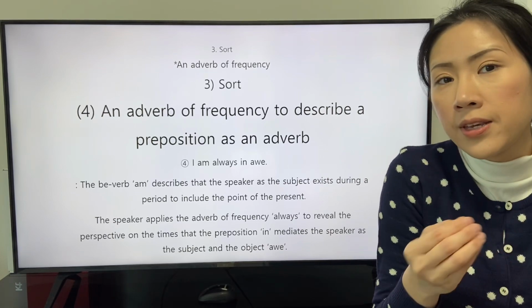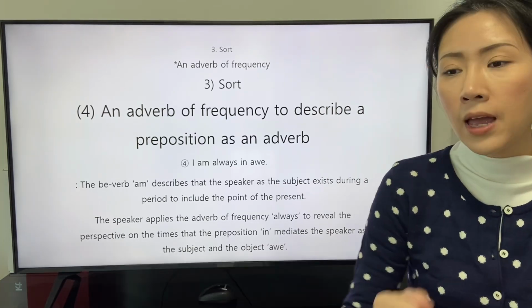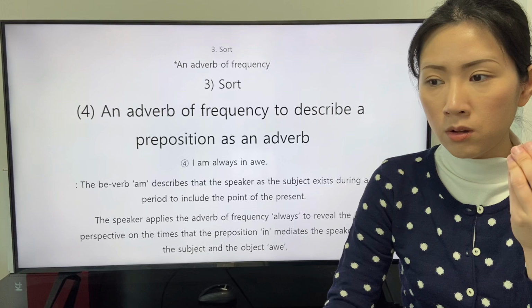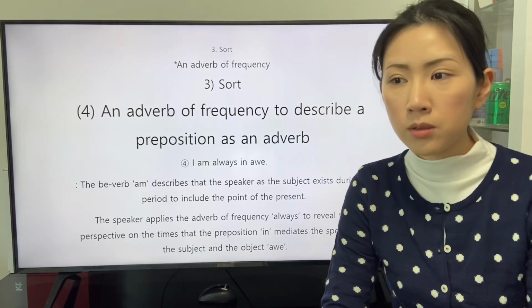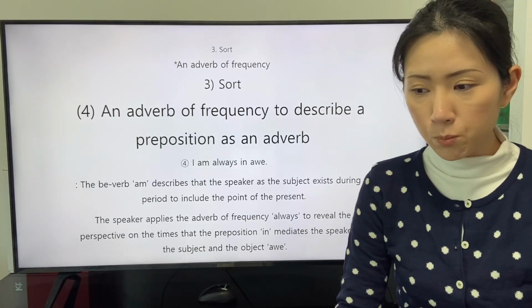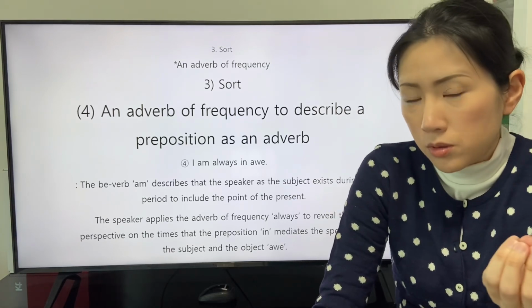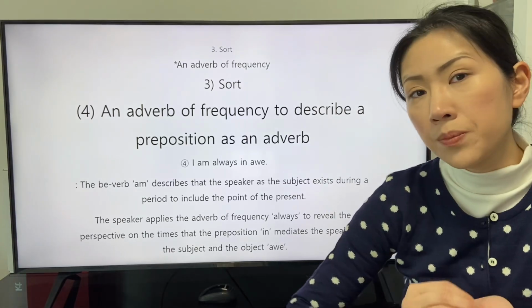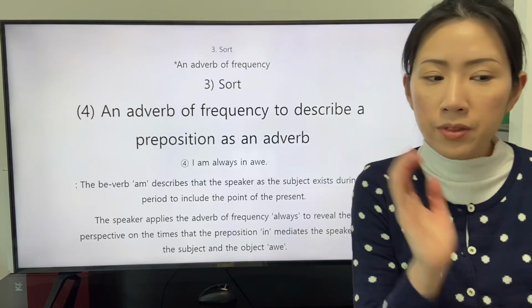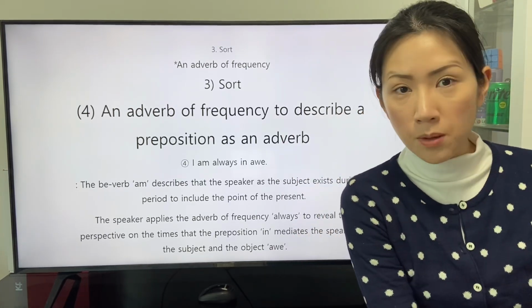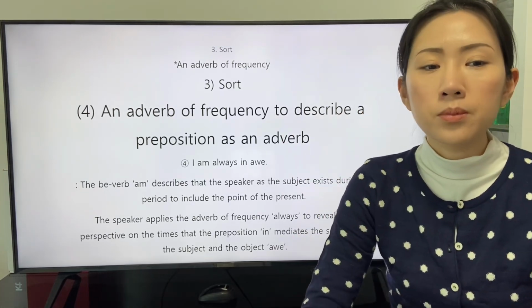The to infinitive is the definition to reveal the purpose of the subject to be actualized later than the point in time when the subject exists.